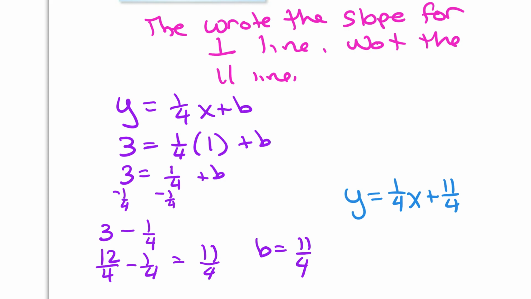Okay, to correct the mistake, I set up my generic equation with the correct slope, and then I substituted my points in, 3 for y and 1 for x, and then I solved it. Now this is as a fraction, but I created a common denominator, and so my b equals, when I solved all that, 11 over 4. So my equation of my line is y equals 1/4 x plus 11 over 4.